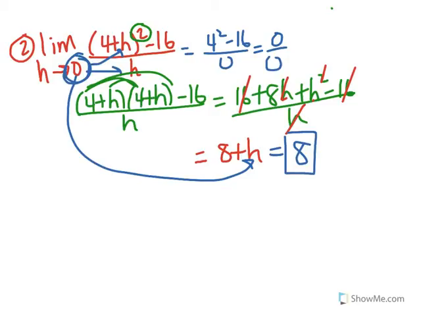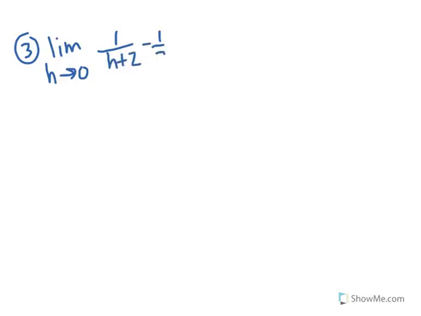Alright, and the last example that I have for you here, I'm going to have you find the limit as h approaches 0 again. And I'm going to have you do 1 over h plus 2 minus 1/2 all over h. So there's nothing to factor, there's nothing to FOIL, but I do have two expressions in the numerator, and this is where you probably want to use the idea of common denominator.